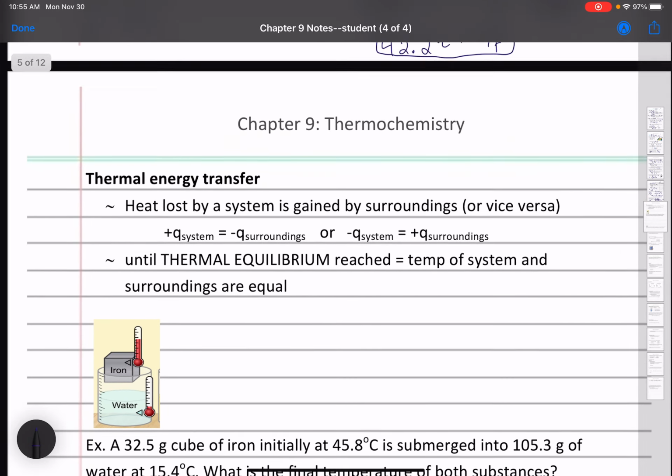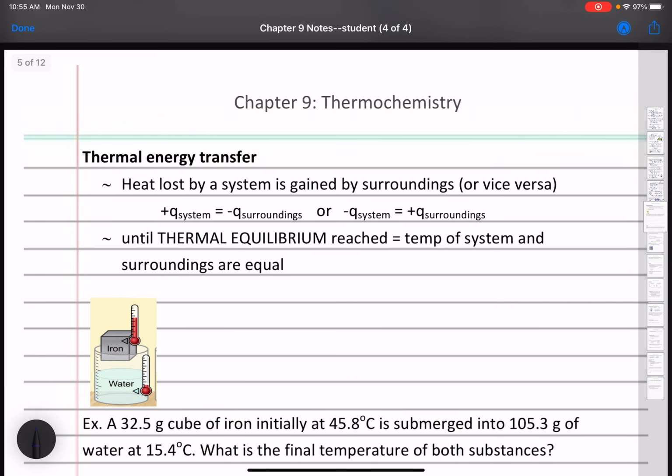Alrighty, so that is calculating the heat of a substance given that information. What if you have two different substances? You have like a hot block of metal and a cold thing of water, and you put the hot metal into the water and they establish a new temperature. They reach thermal equilibrium where their temperatures are equal.